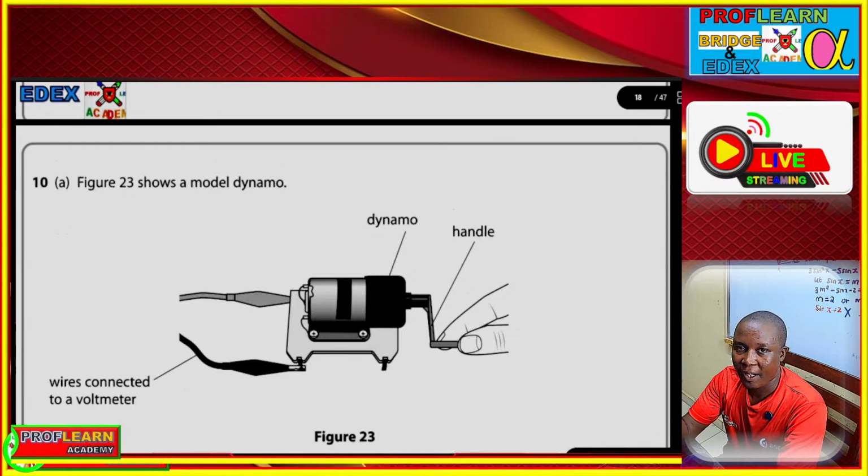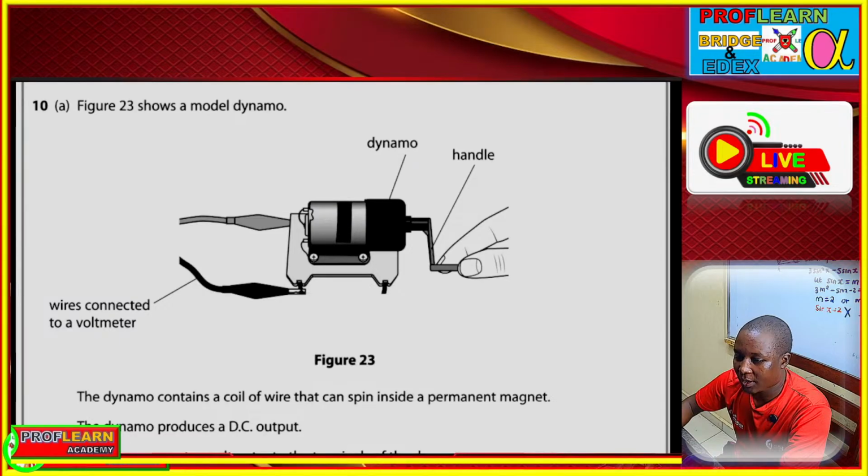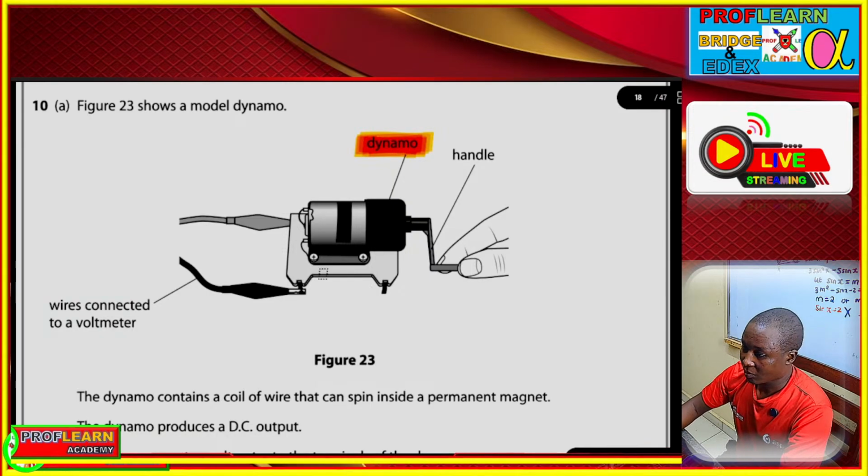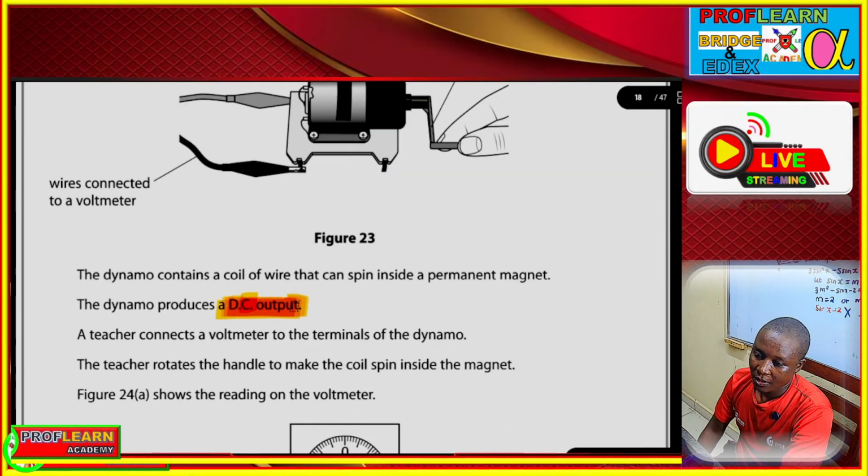So a dynamo is used to generate electricity, and this is when it's rotated, a coil cuts within the magnetic field. So this is going to be what? Let's see. So the dynamo contains a coil of wire that spins inside a permanent magnet, and when that coil spins, it's going to cut through the magnetic field, and that's why EMF is induced in the coil. The teacher connects a voltmeter to the terminals of the dynamo, isn't it?